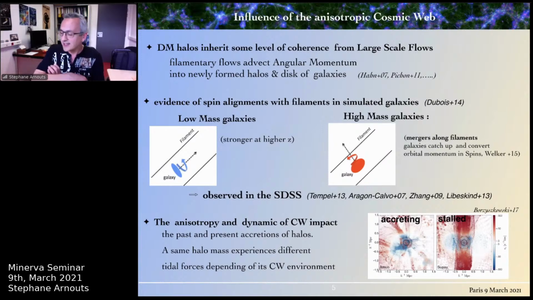And so regarding the simulations, it's been known for quite some time that the cosmic web has an important feature. Basically, the filamentary flows can directly advect angular momentum into the halos and then the newly formed galaxies. And it was predicted some time ago that low mass young star-forming galaxies can have a spin which is parallel to the filaments they belong to. And at high mass, you can expect a reversal trend with spin which is perpendicular to the filament, due essentially to the mergers along the filaments.